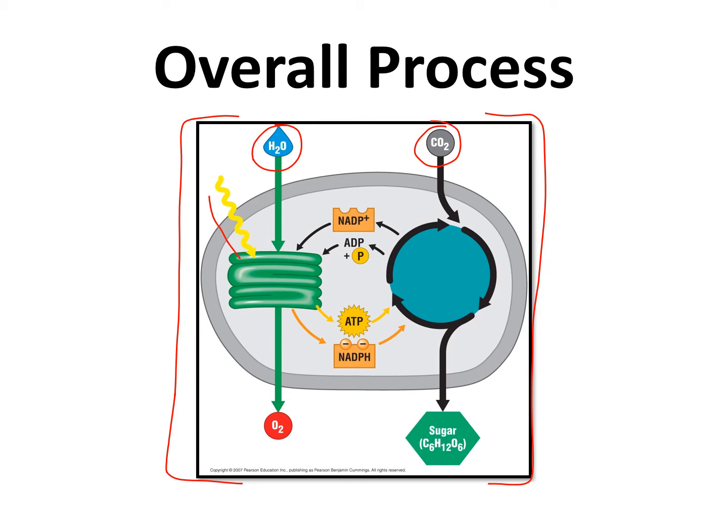Water is required for the light-dependent reactions, and those light-dependent reactions are going to generate some ATP and electron carriers, NADPH. And the waste product is oxygen gas. The ATP and NADPH that are generated during the light reactions are going to be required to take the carbon dioxide and run it through the Calvin cycle to form glucose.